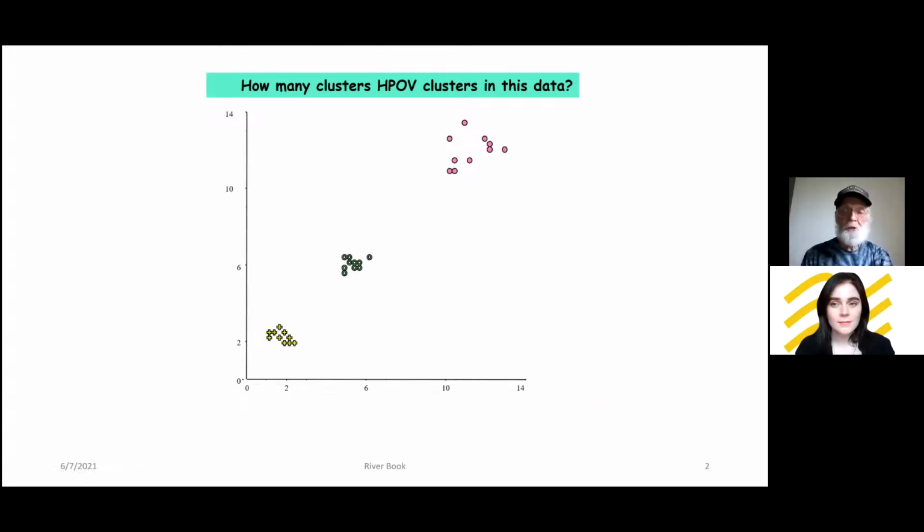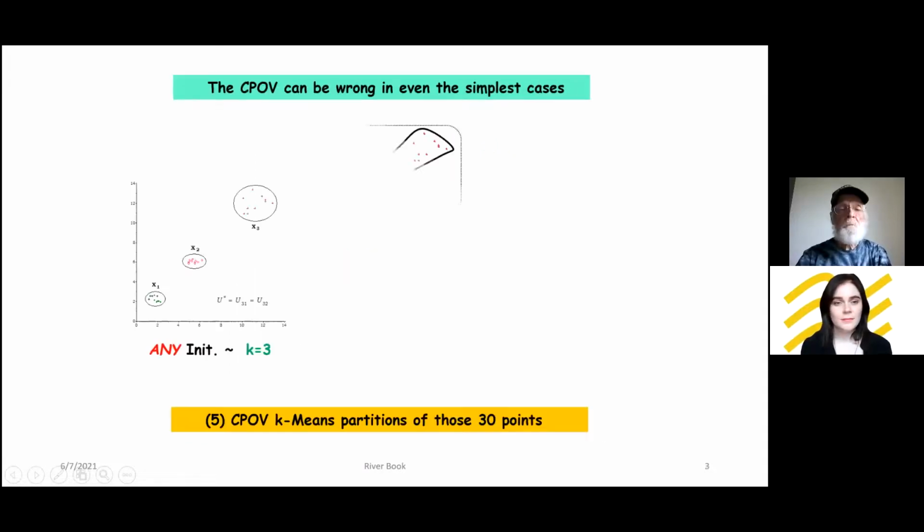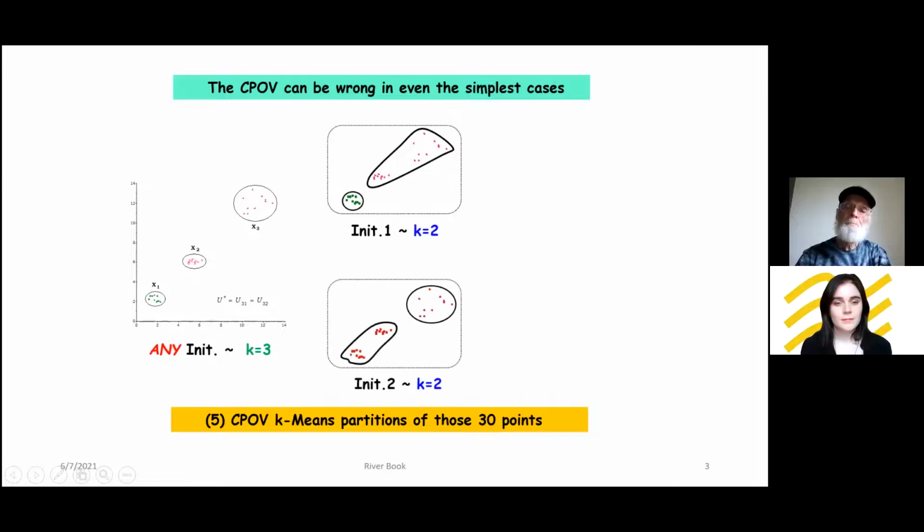If any human looks at this, they will see 3 clusters, 3 tiny little clusters, 10 points here, 10 here, 10 here, and 10 here. And this is a human point of view, because I can see it. Let's have a look at what K-means does.